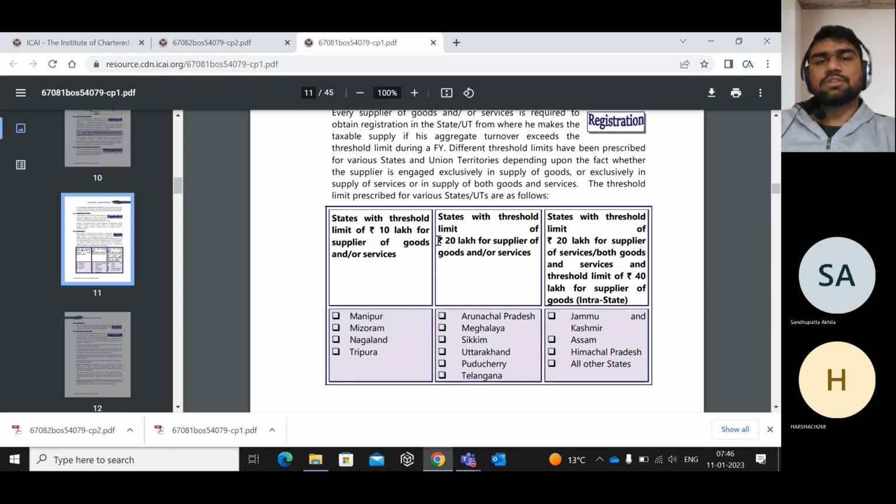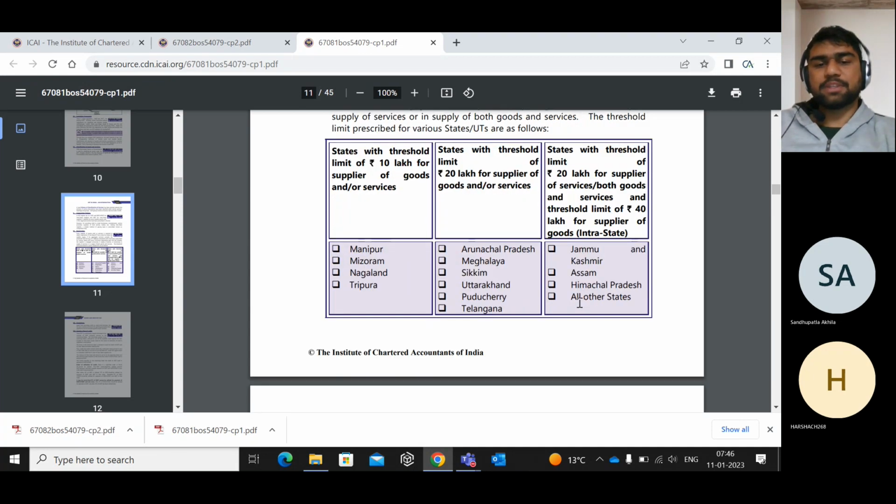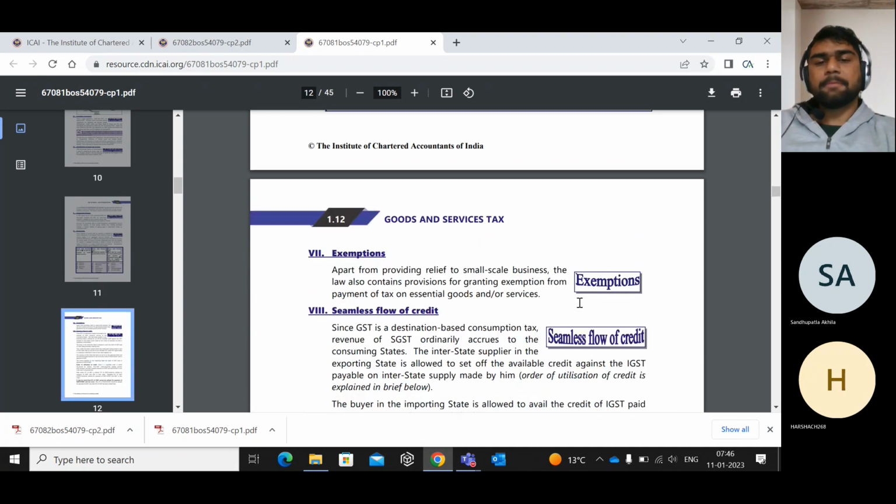So there is no relevance of looking into the 10 lakh, 20 lakh, or 40 lakh threshold limit there. In case of a person making interstate supply, who is compulsorily liable to register, the turnover threshold limit does not play any relevance. So they mentioned intrastate supply specifically. That is the relevance here.